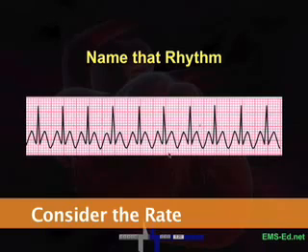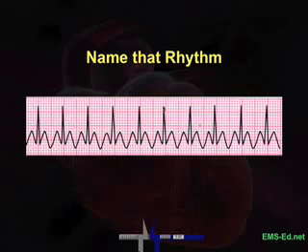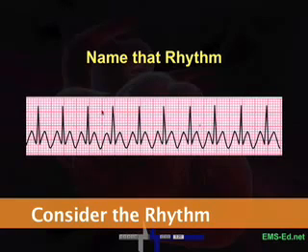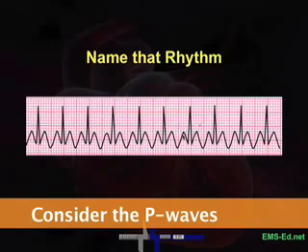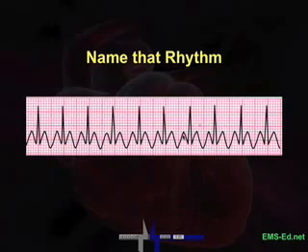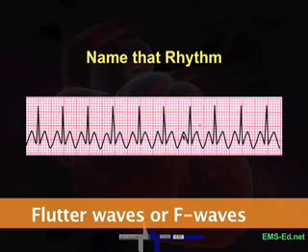Okay, so let's look at the rate first. From the beginning of this R wave to this line is 300. This would be 150. So this is a heart rate of about 150. The rhythm, it's regular. The R waves seem to be evenly spaced. P waves, kind of funky looking P waves. Funky, starts with an F. Those are actually F waves or flutter waves.